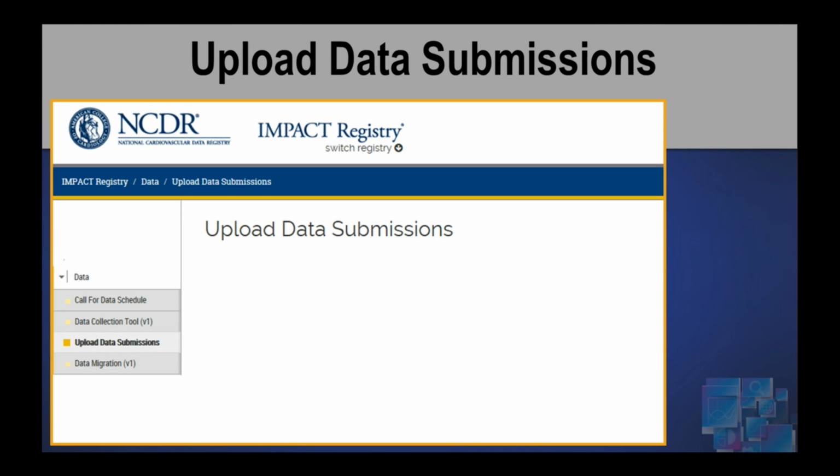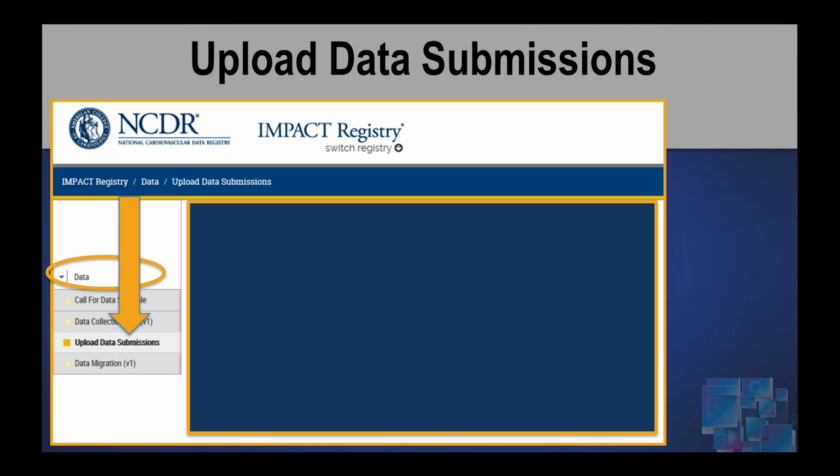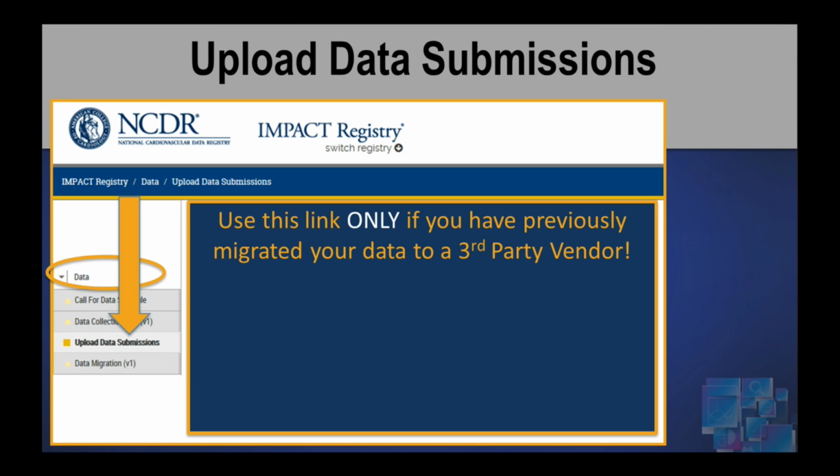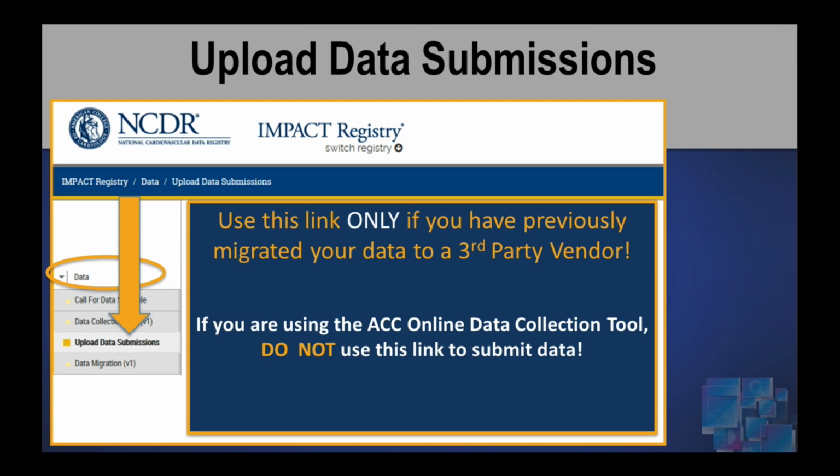Just as a reminder, if you use a third-party vendor for uploading data, you will need to use the Upload Data Submission functionality, which is not a part of the ACC Online Data Collection tool. Use the Upload Data Submissions link only if you have migrated and/or are using third-party vendor software. Additionally, if you are using the ACC Online Data Collection tool for data submission, do not use the Upload Data Submission link. If you are not using the ACC Online Data Collection tool, you will not have access to the following to submit to the DQR.